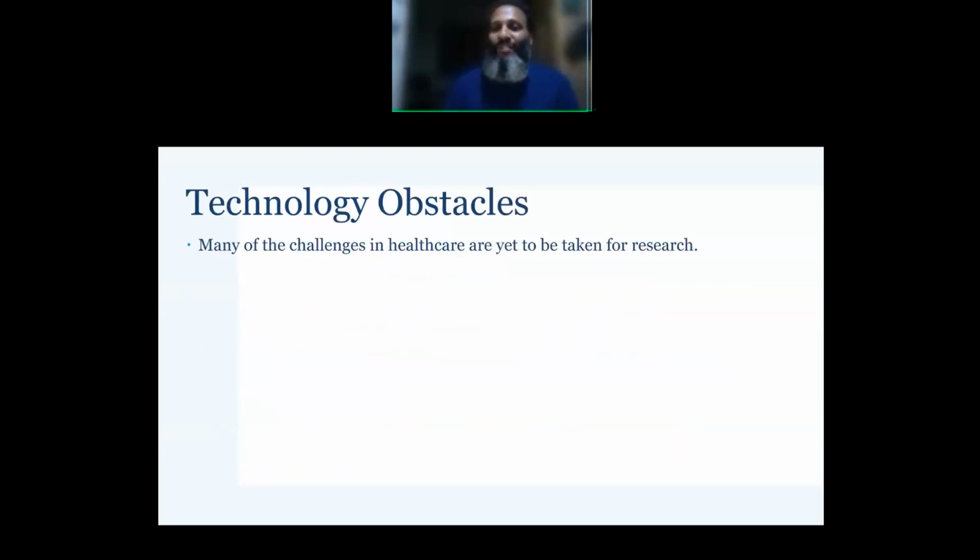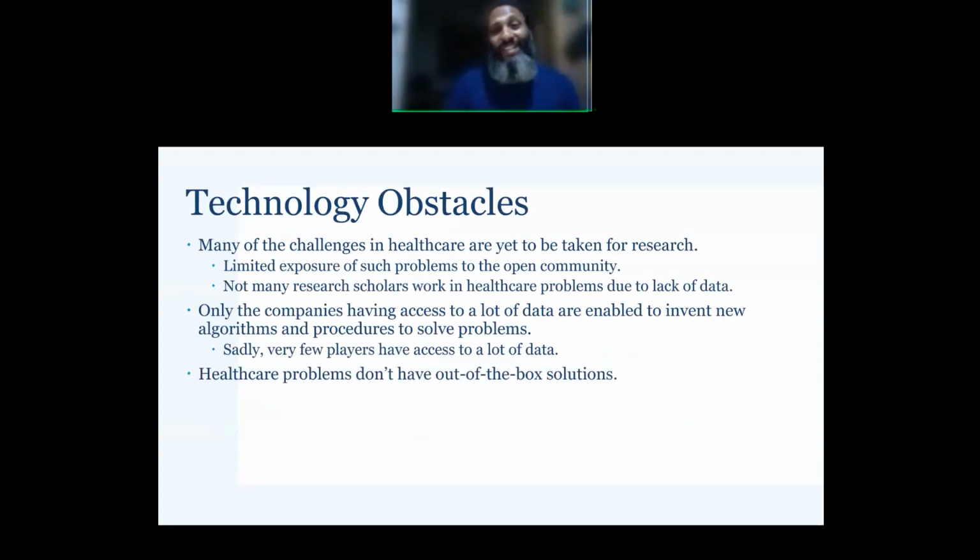And technology obstacles. So this is again because of the data availability problems. Majority of the so-called technical superheroes have no exposure to healthcare. See, for instance, the top universities in different countries don't solve a lot of healthcare problems. Why? Because they don't have data. They are not getting the data. See, there is a lot of stigma around sharing the data, right? As I mentioned before, hospitals don't want to share the data because they think it is dangerous to share.